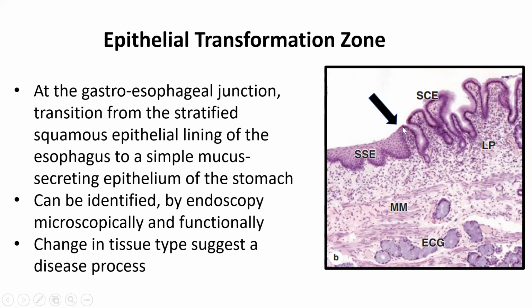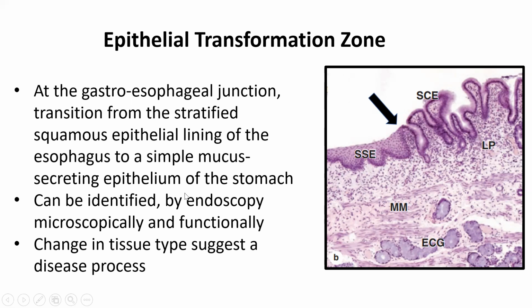There's an abrupt change. All of a sudden, from stratified squamous, all of a sudden it changes to the mucus secreting. Very impressive how these things work, there are no gradual changes. Boom, one disappeared, the other one started. Clinically, this is very important. The gastroesophageal junction is a transition from the stratified squamous to the simple mucus secreting of the stomach.